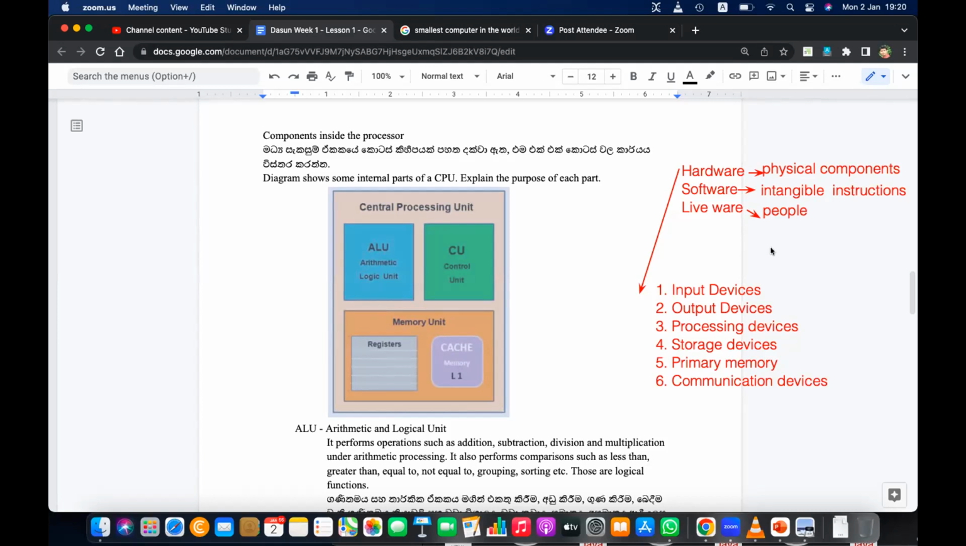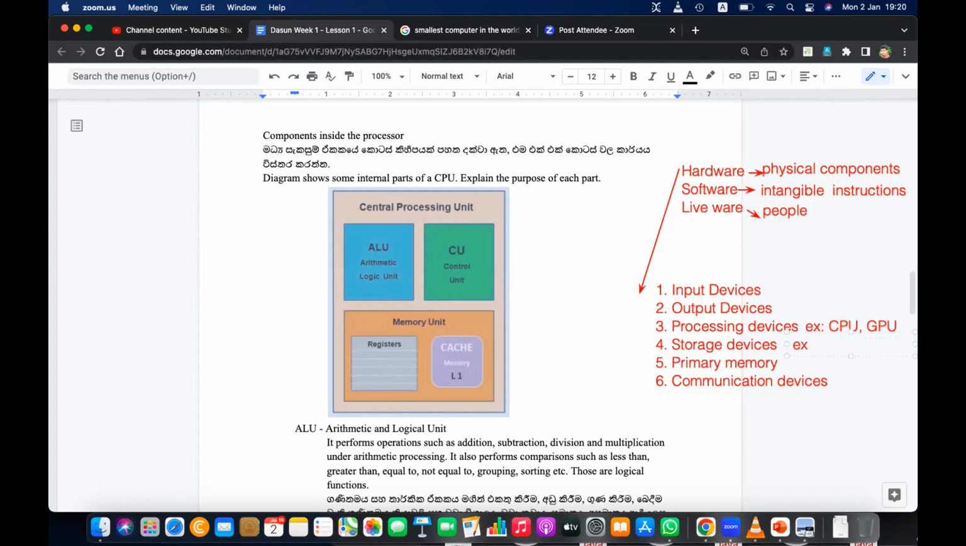Processing devices. There are two processing devices. One is the CPU, the central processing unit. The other one is called the GPU, the graphic processing unit. There are two, right? VGA cards have a GPU, and the normal processor is the CPU.